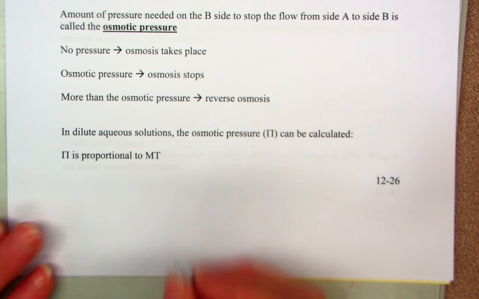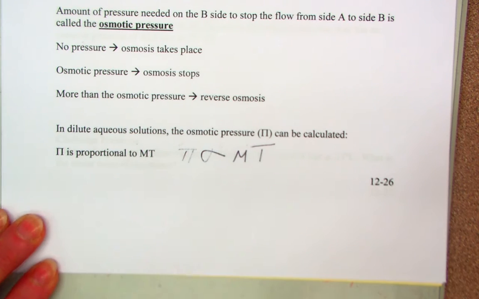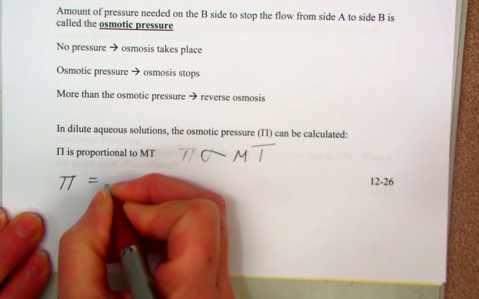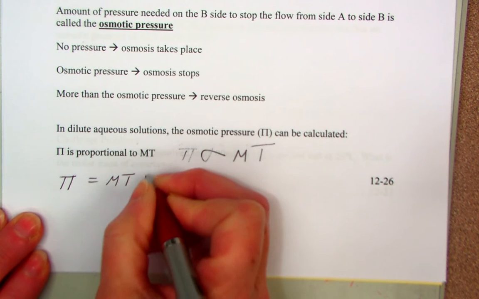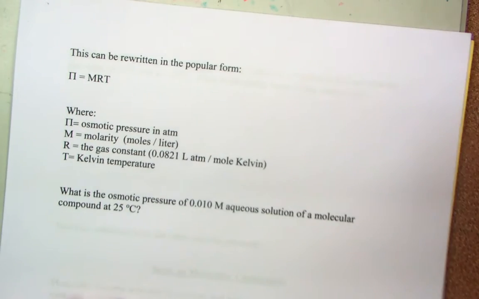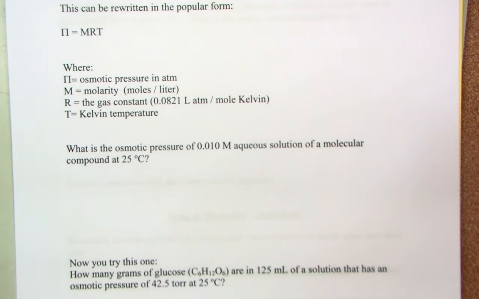But they use the Greek letter pi as the variable. It's not a number. So we can say pi is proportional to the molarity of the solution times the Kelvin temperature. And then we can say pi is equal to MT times some constant, which I will call R, and R happens to be the gas constant. So we can rearrange this in the popular form, pi equals MRT. Pi is the osmotic pressure in atmospheres, M is the molarity, units of moles per liter, R is the gas constant, 0.0821 liter atmosphere per mole Kelvin, and T is the Kelvin temperature.